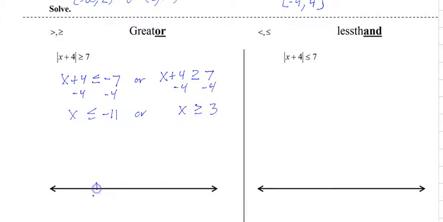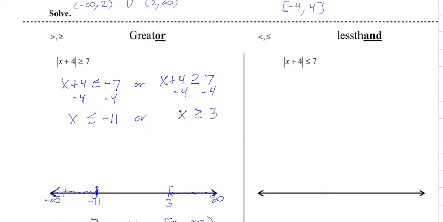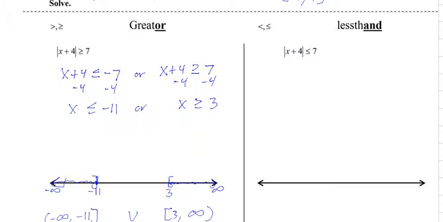So putting those on the graph, there's negative 11 and there's 3, and they're in their respective spots. And so we want less than, and we want greater than. Put a bracket and a bracket. And there's our graph. So our solution set in interval notation, let's put our negative infinity, infinity, would be from negative infinity to negative 11, bracket, union, 3 to infinity. And that's what we get for solving our absolute value is greater.